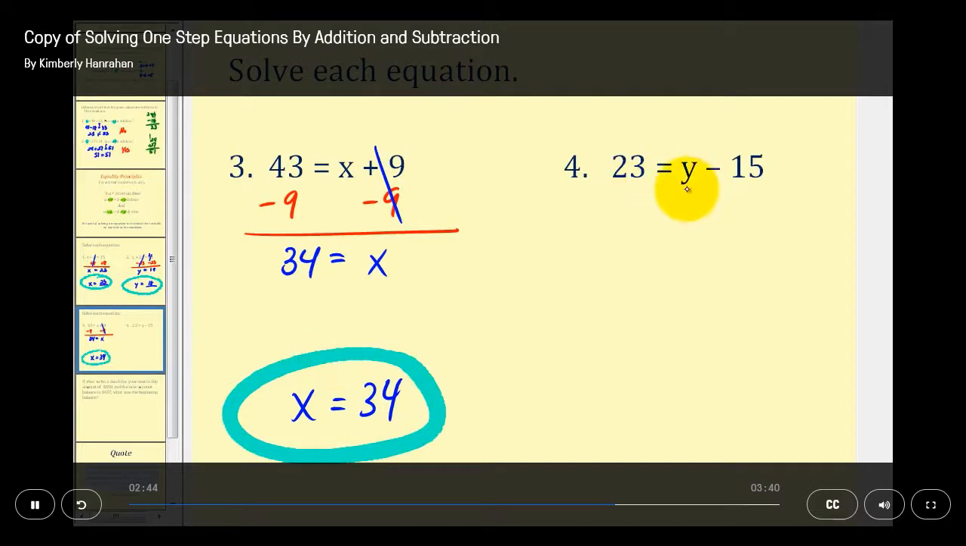And on number 4, notice on the right side we have y minus 15. But to solve this equation, we need to have y by itself, in this case on the right side, and then some number on the left. So we don't want this minus 15 here, so we'll perform the opposite operation on both sides, which would be plus 15.